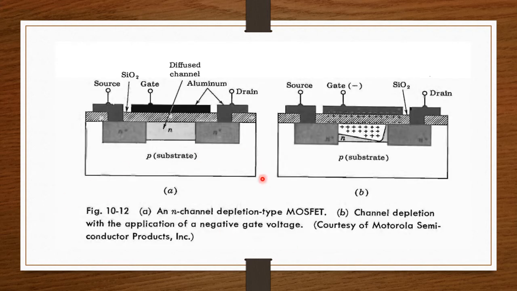So this is the exact figure in your textbook, figure 10.12. This is the N-channel depletion type MOSFET, and this figure is channel depletion with the application of negative gate voltage, which I discussed earlier. These are the two figures. You can refer to these figures to draw them in your notebook, right?